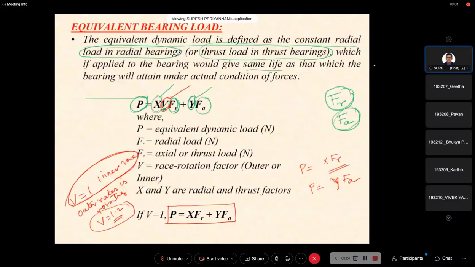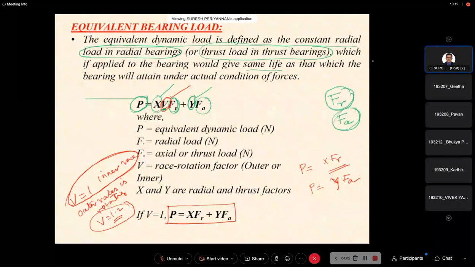These are the things we discussed in the last class, theoretically. Now the load factors, radial load factor X and axial load factor Y, we are going to discuss today in the table. We can get these values from the manufacturer catalog.